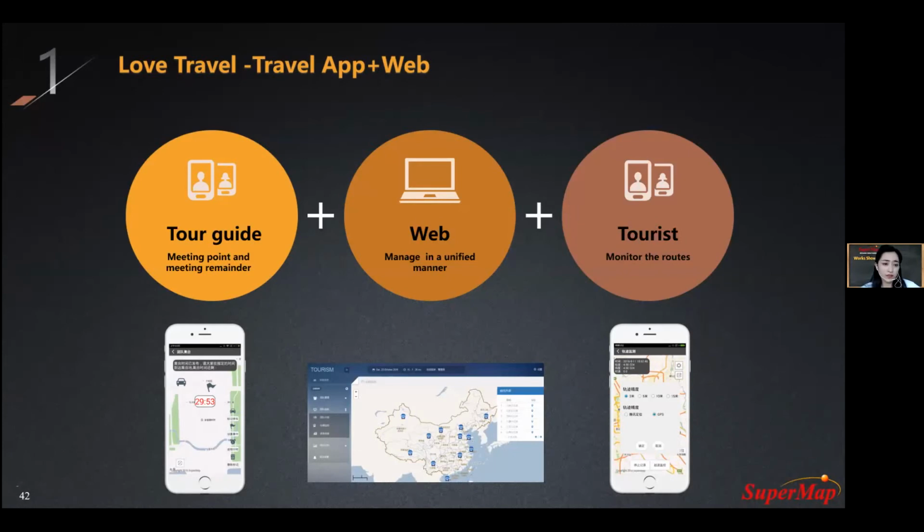So for the tour guide, they can set meeting time and meeting reminder, and it also can manage the position of the members. And for the web terminal, it can manage in a unified manner. And for the tourist, it can monitor the route in real time, and it can do the route navigation. And the web interface corresponds to a travel agency, which can manage the tour guide and the tourist in a unified manner.